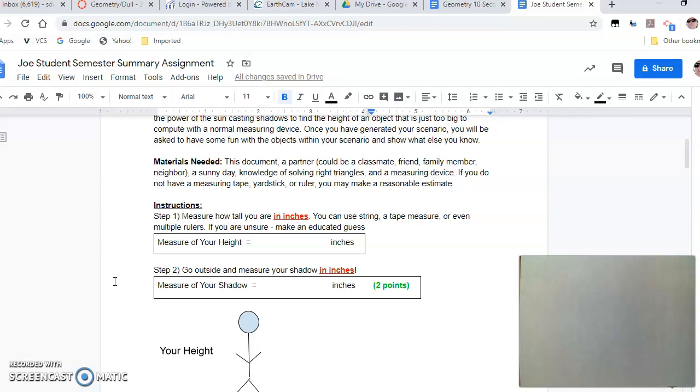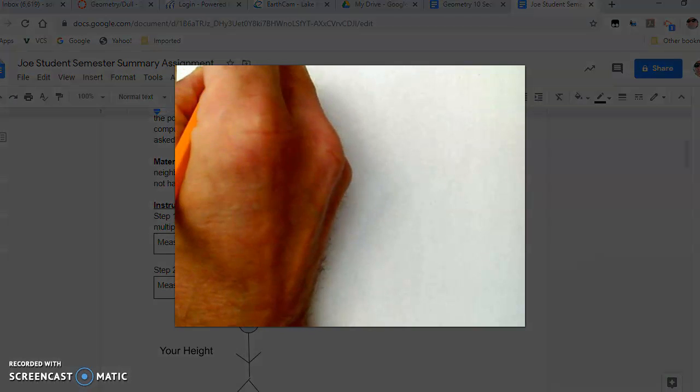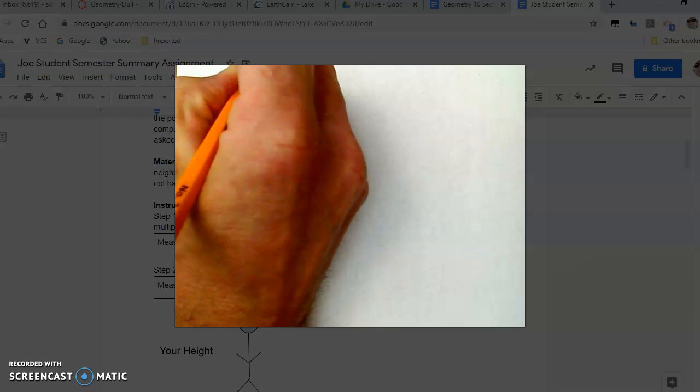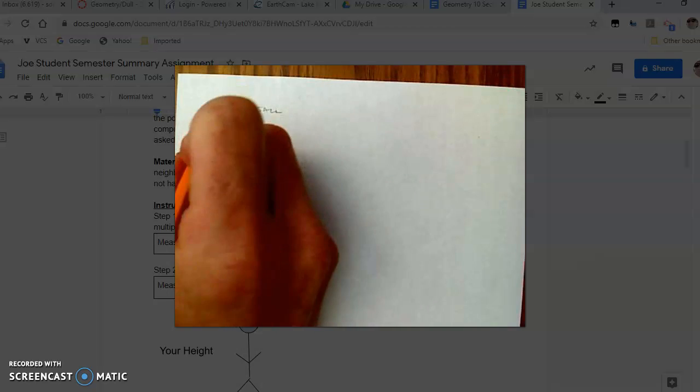So it says measure how tall you are in inches. And we're going to indicate that here in this box. So let's think a little bit about what we're talking about there. If we're talking about inches, and let's say you're 6 feet tall, well, we don't want to enter 6 feet, we want inches.